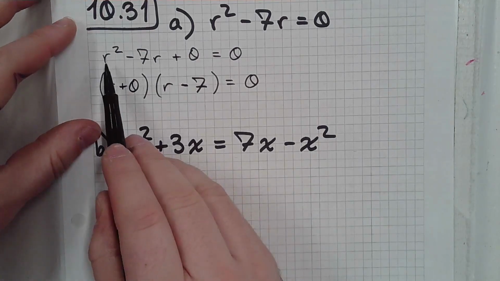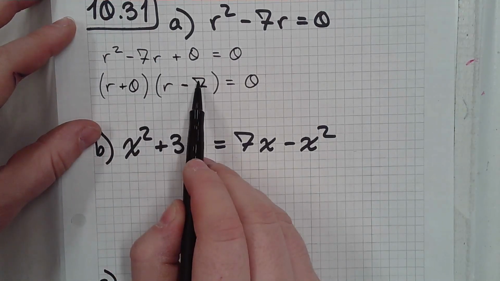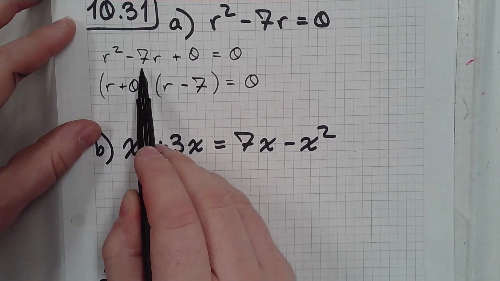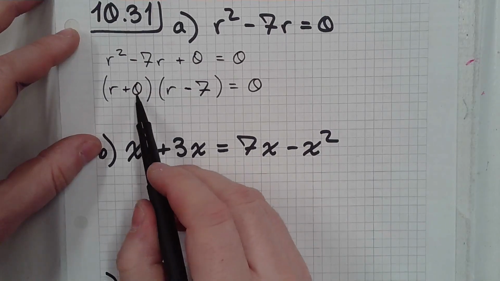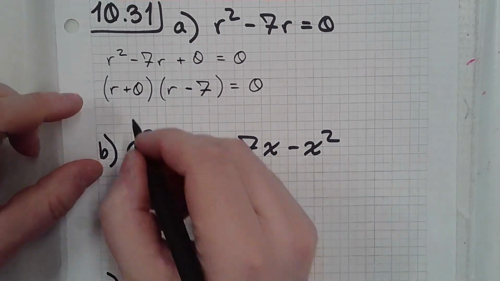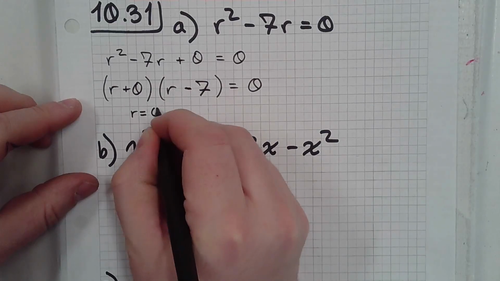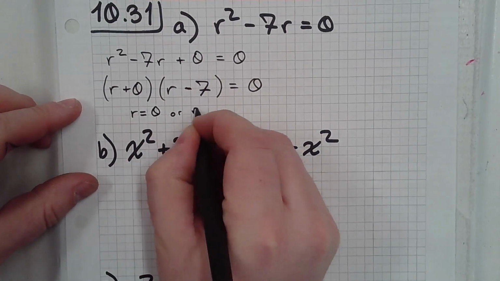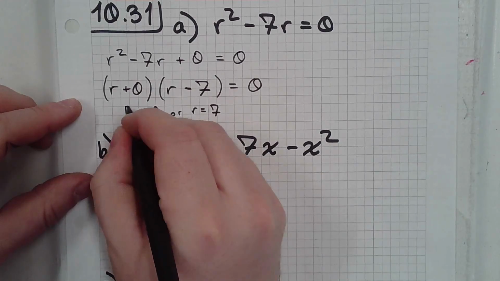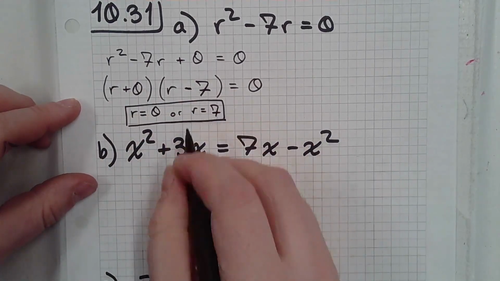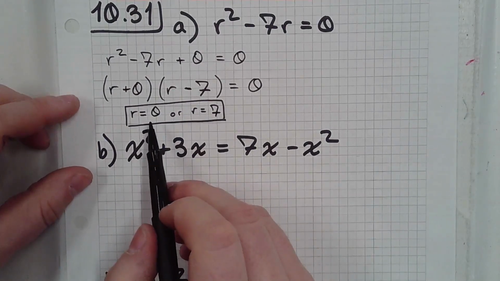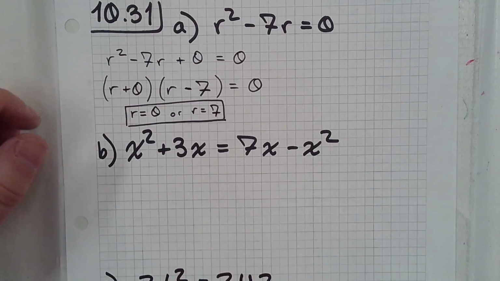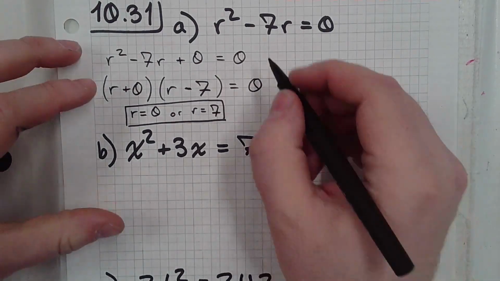We get r times r is r squared. R times negative 7 gets us negative 7 r's. And then if we add 0 r's to that, it's still negative 7 r's. And then, of course, 0 times negative 7 gets us 0, so this works. And our answers are r equals 0 or r equals 7. Either of these plugged in, right? R equals 7 for either of these will get 0. R equals 0 for either of these will get 0. Either of these will work.